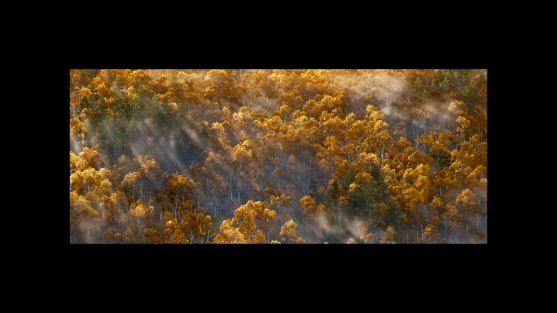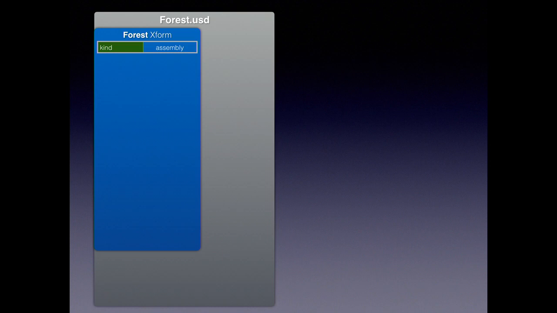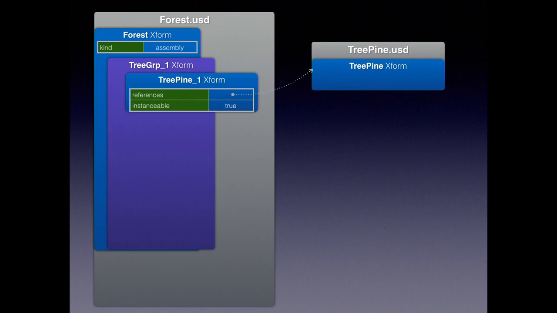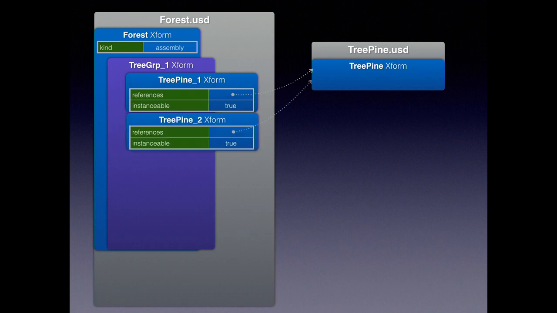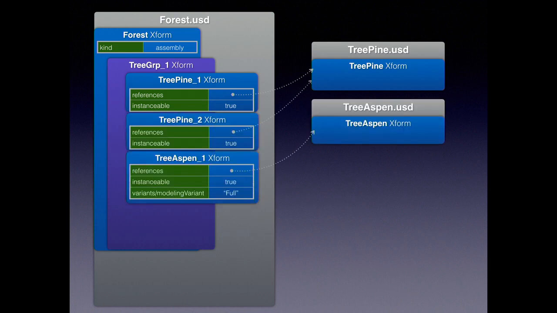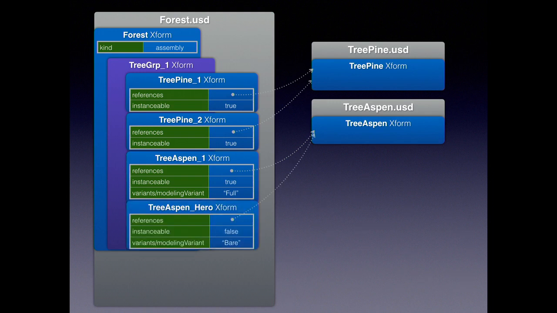So if we go back to our forest example, we're going to start with a forest USD file. We're going to start with a forest xform prim as the root prim with its kind set to assembly. We'll bring in a tree group 1 xform, and we'll plop a tree pine 1 into that tree group 1. And that's going to be a reference to the tree pine prim in the tree pine USD file. We'll also bring in another tree pine, and we'll bring in some aspen trees as well. And on those aspen trees, we're actually going to set the modeling variant. So we'll set one to full and one to bare.